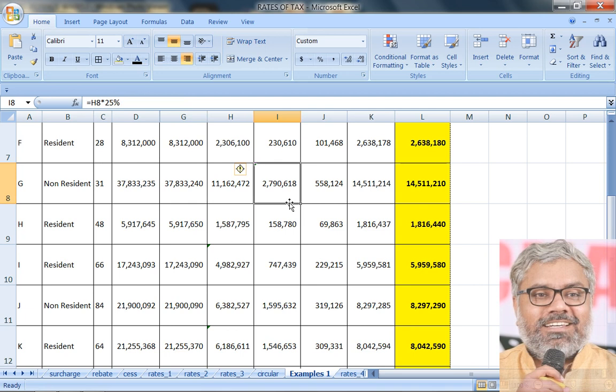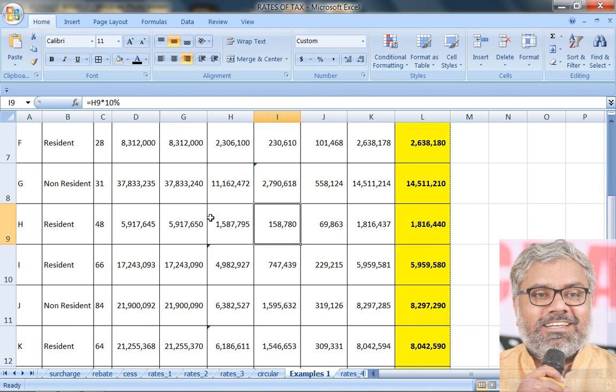Surcharge you have to be carefully selecting since the income is more than 2 crores but less than 5 crores. Surcharge applicable is 25%. Cess is common. Final answer is 1 crore 45 lakhs 11,210. Then H, normal resident, 59 lakhs is the income, so surcharge will be there.